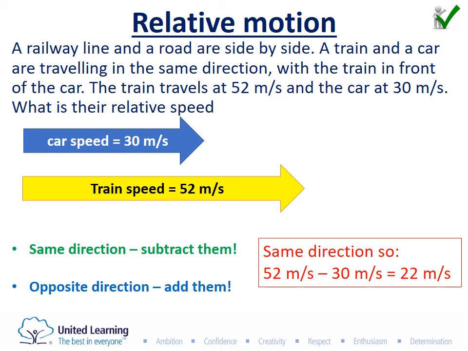And you may have noticed this again when you may be in the car on the motorway and you see a train going past. That train's actually going much faster than what you perceive it to be because you're moving in the same direction.